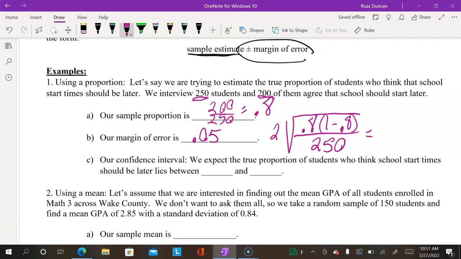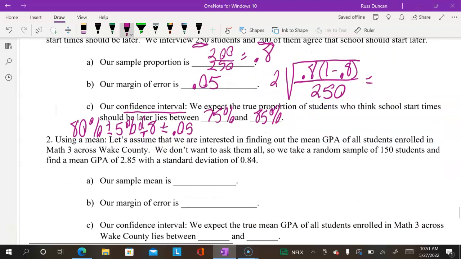Okay? So what we're saying is our confidence interval would be 0.8 or 80% plus or minus 0.05. So 80%, but 5% above that or below that. If you want to think of it in percentages, 80% plus or minus 5%. That may be an easier way for you to think about it. Either way works. Well, 5% below 80 is 75%. 5% above is 85%. So we're confident that 75 to 85% of our students would think start time should be later.